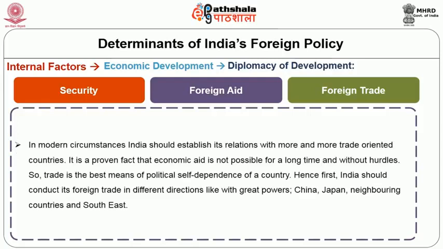In modern circumstances, India should establish its relations with more and more trade-oriented countries. It is a proven fact that economic aid is not possible for a long time and without hurdles. So trade is the best means of political self-dependence of a country. Hence, first, India should conduct its foreign trade in different directions, like with great powers, China, Japan, neighboring countries, and Southeast Asia.